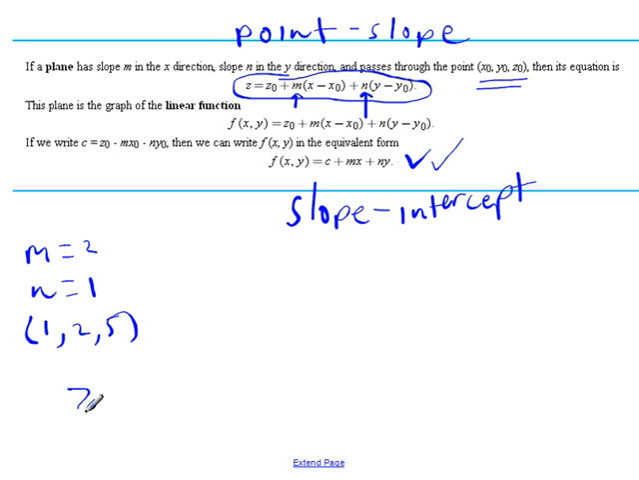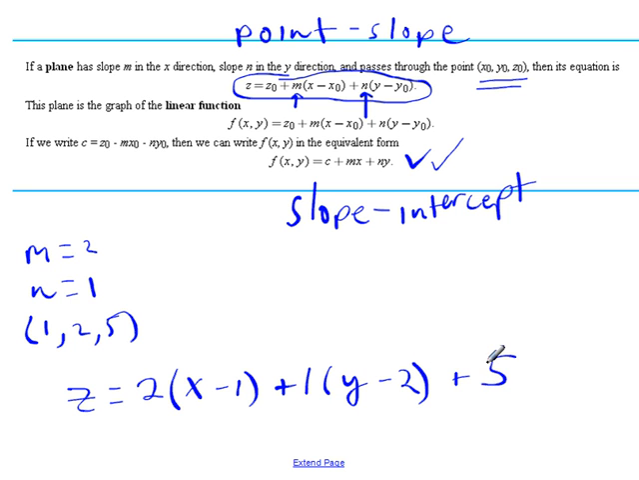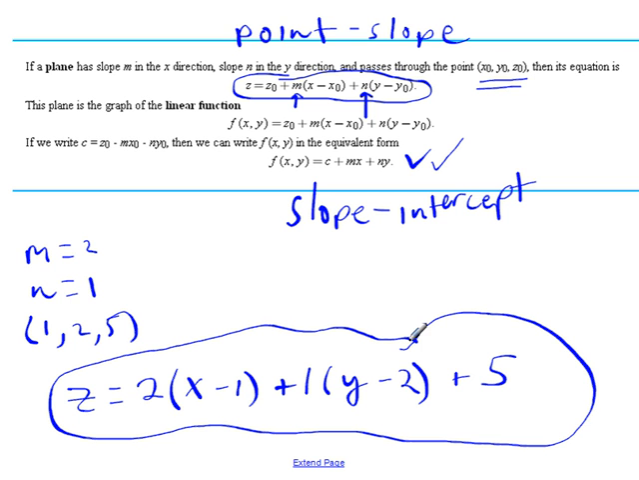What would be my equation? Well, you'd say z equals my z naught value, although I usually like to put that last. So I'm going to say m, my slope in the x direction, times x minus my x value, 1, plus 1, my slope in the y direction, times y minus my y value, which is 2, plus my c value, 5. And here is an equation for a plane written in point-slope form.